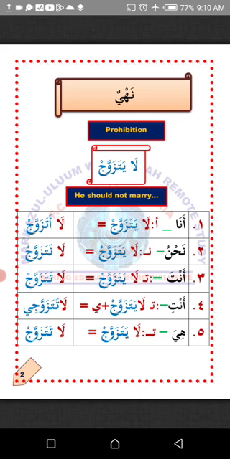Khamsa, number five. Hiya, she. So how do we change the verb لا يتزوج to suit hiya? All you need to do is to detach ya'un and attach ta'un. So the verb لا يتزوج will now become لا تتزوج, which means she should not marry. Remember, we use ya'un to talk about a single male person and ta'un to talk about a single female person. Talking about them does not mean talking to them directly. لعلك فهمت? I hope you understand.